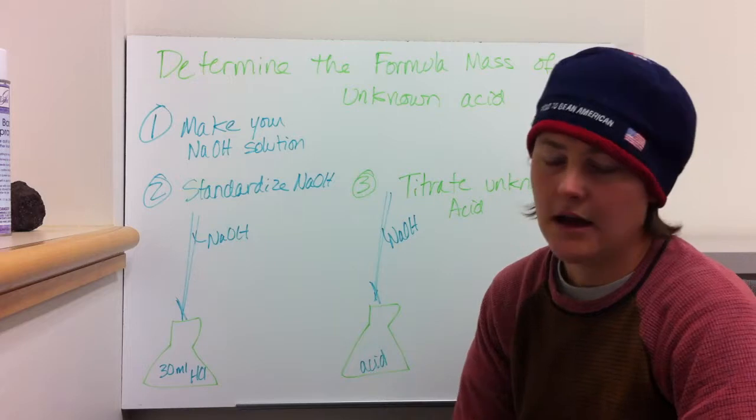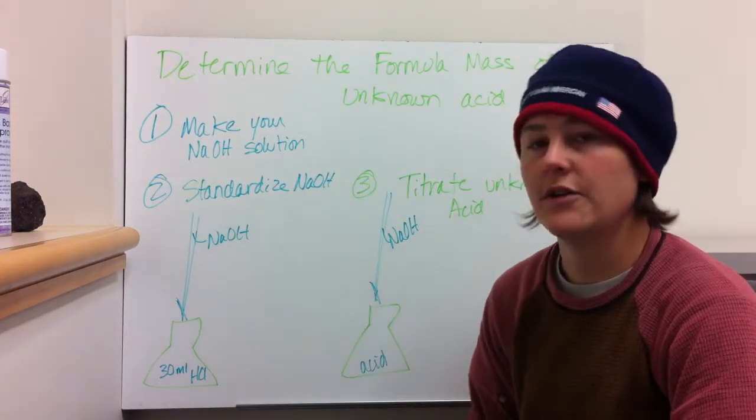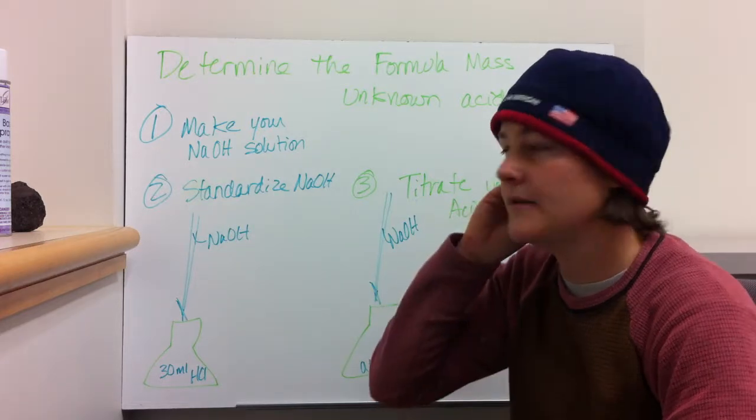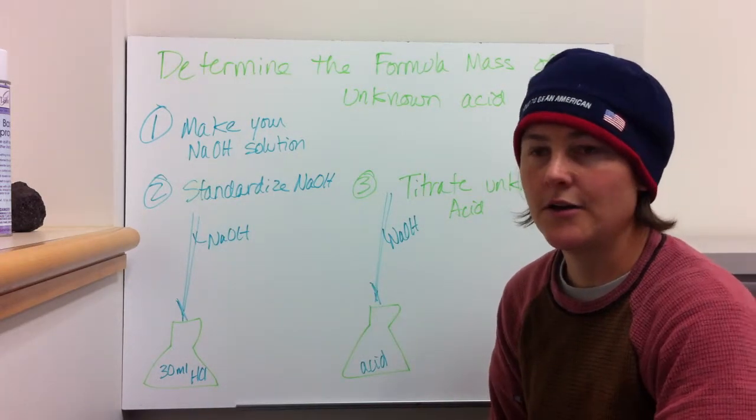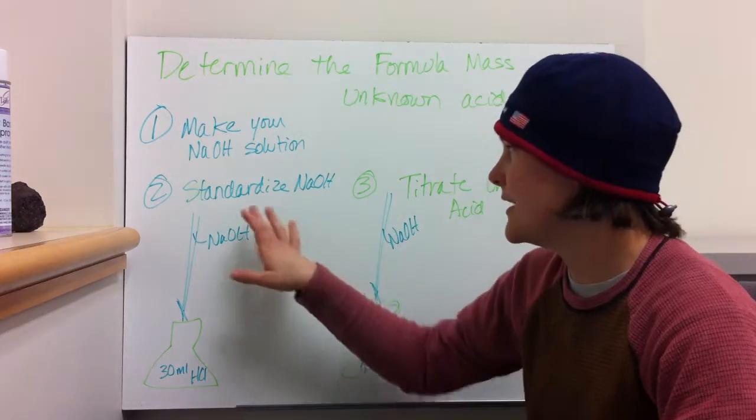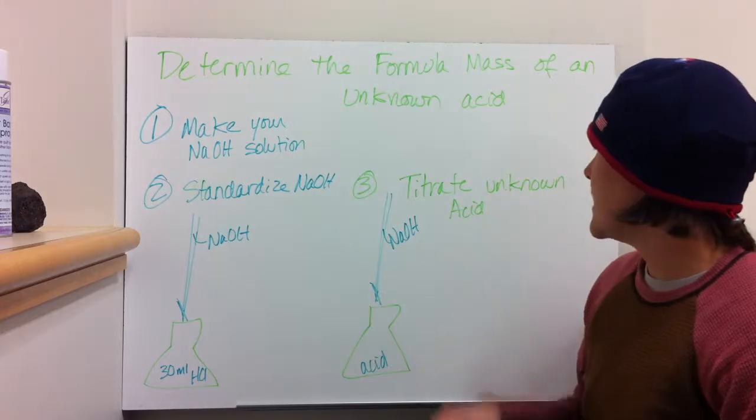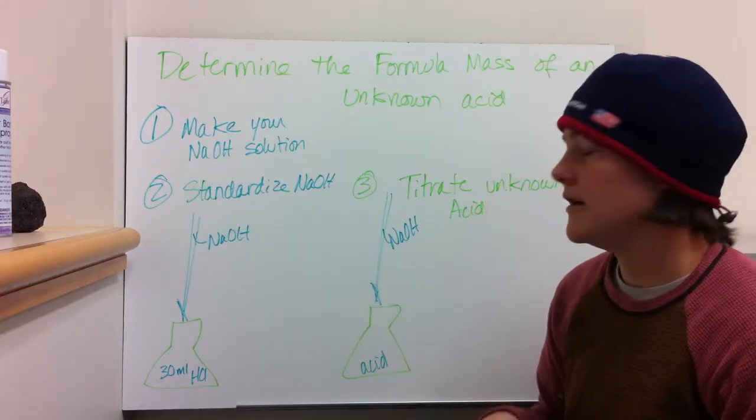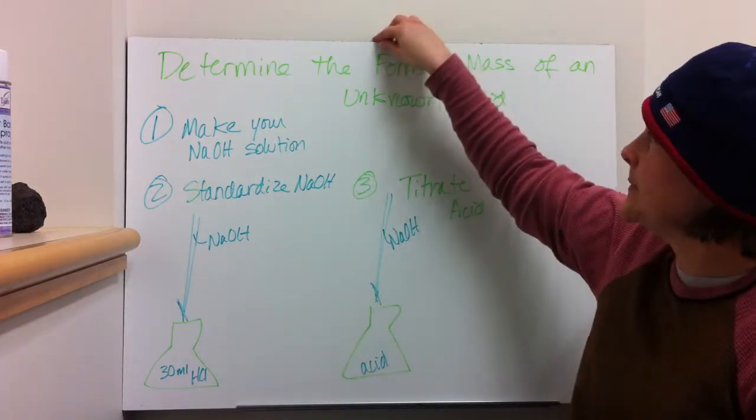one that doesn't change over time, so that you can be really certain of the concentration of the acid. We may use HCl, which is not a good primary standard, but that's fine. And so then our NaOH will be the secondary standard. And then we're going to titrate an unknown acid using that NaOH and determine the formula mass.